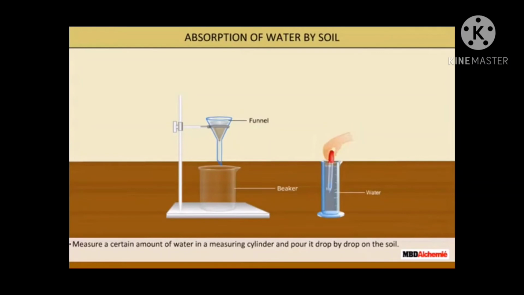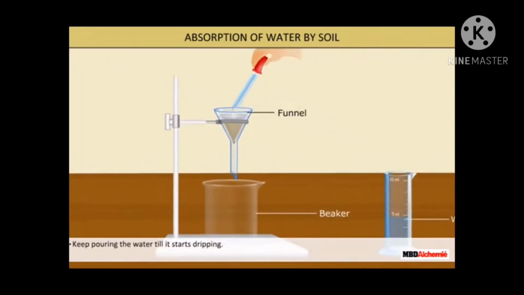Next take a measuring jar, measure the amount of water in the cylinder and pour it drop by drop on the soil which is in the funnel. Measure a certain amount of water and pour it. Do not let all the water fall at one spot, that is, you should not pour it at only one spot. Pour water all over the soil. Keep pouring the water until it starts dripping.